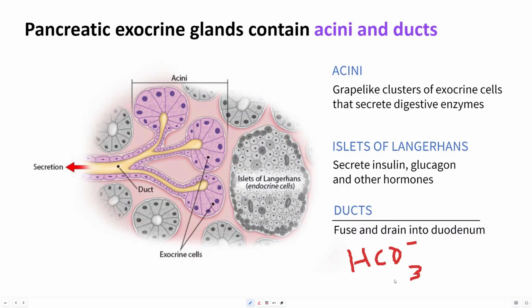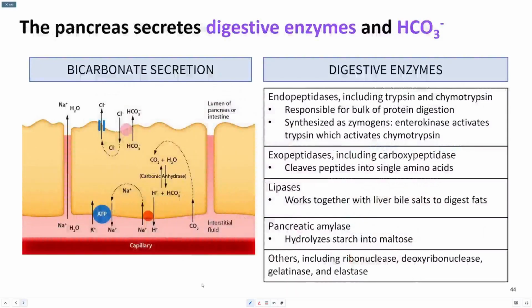You also have these islets of Langerhans cells. These are the endocrine cells that contain the alpha and beta cells. These ones will secrete insulin and glucagon that regulate sugar levels and satiety. The pancreas secretes the digestive enzymes and bicarbonate. So let's take a look at the bicarbonate secretion.